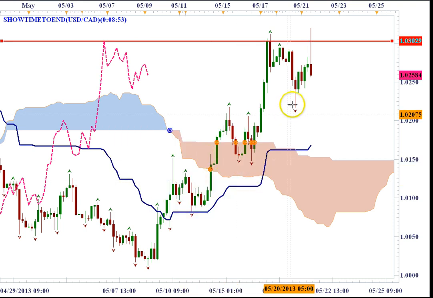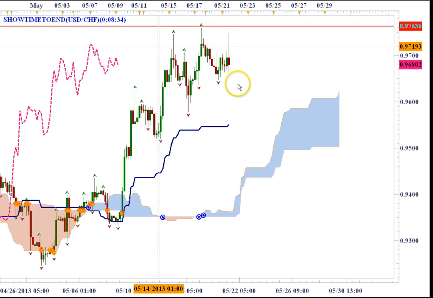Now also you want to remember how far away you are from the Kijun. If you're too far from the Kijun, you're out of equilibrium. So the market wants to get back into equilibrium. It's going to move back to the Kijun to get in equilibrium again, and then it's going to take off again. All right.